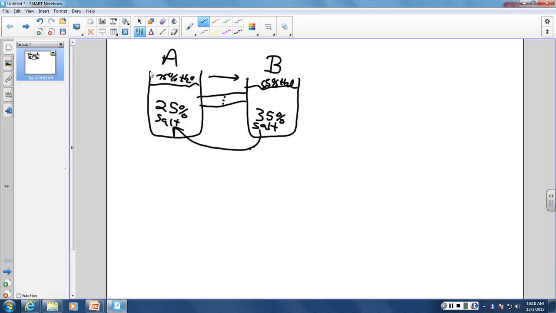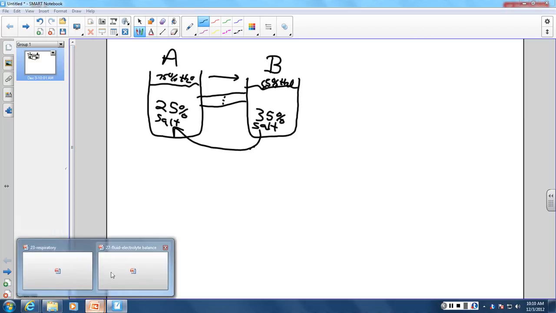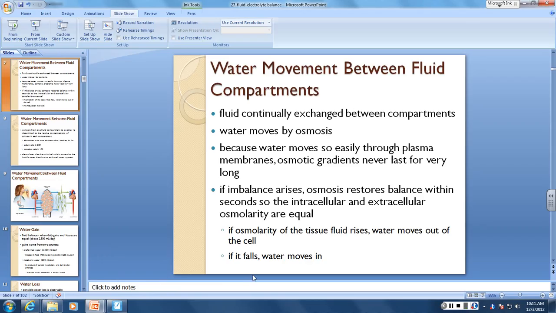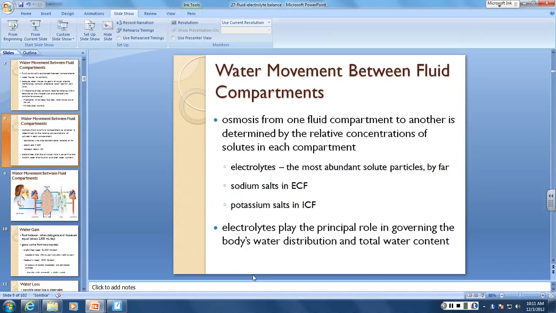Not a big deal. But in thinking about osmolarity, okay, now let's go back to the slide here where it says that last bullet point, if imbalances arise, osmosis restores balance within seconds. If osmolarity of tissue fluid rises, water moves out of the cell. If osmolarity of the tissue rises, so what you should be thinking here is everything's balanced, right, between tissue fluid and cells. Let's look at the next slide first.